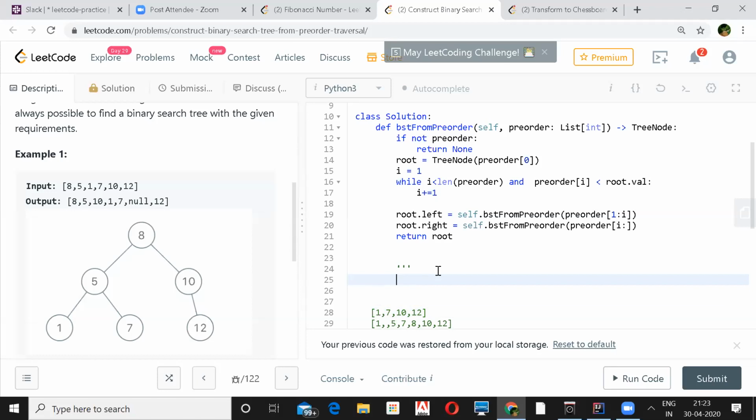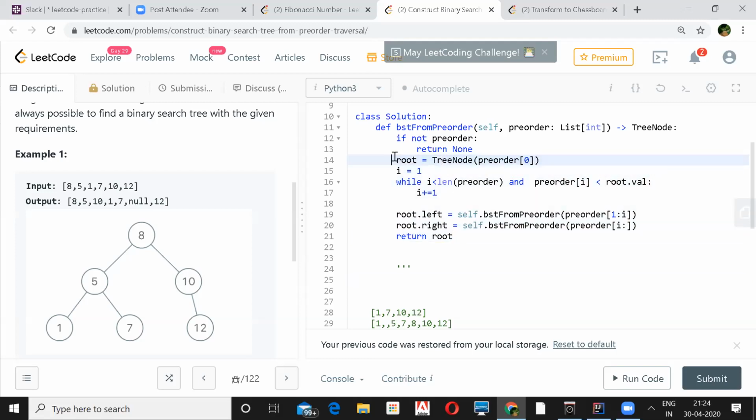The other approach which I remember, I did this a long time back, is where you pass an index, the index of 8 as 0, and until you hit an element which is greater than the current element, you keep on incrementing the index, so that becomes the left node for 8. Is this the same approach you have?